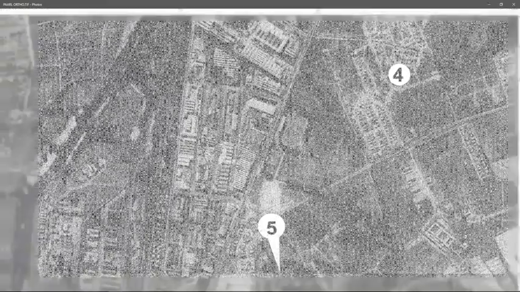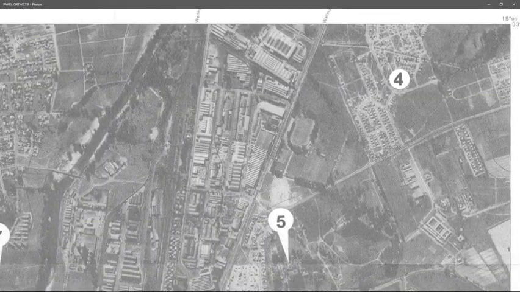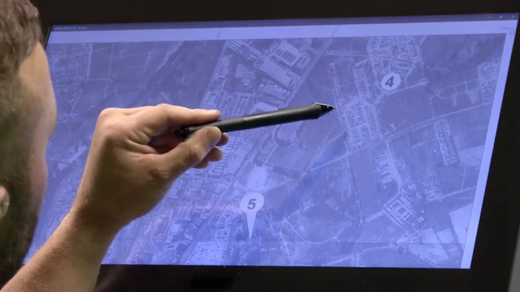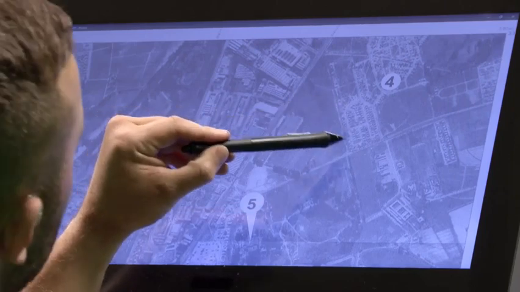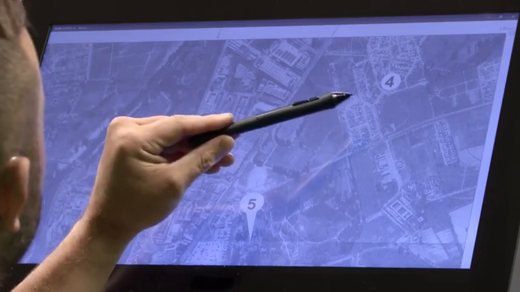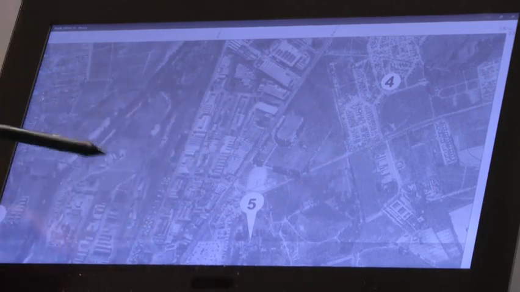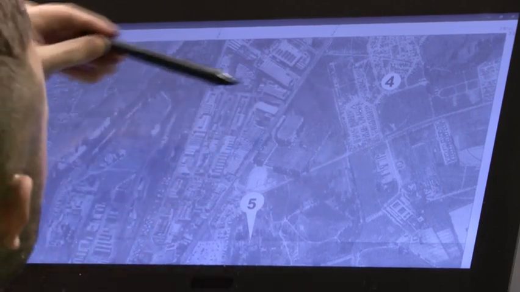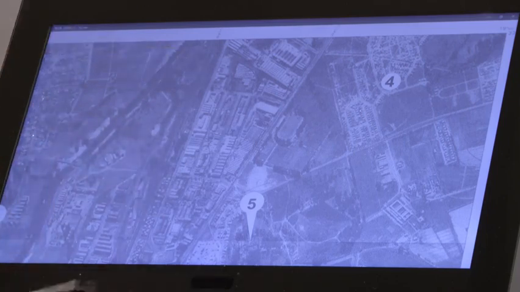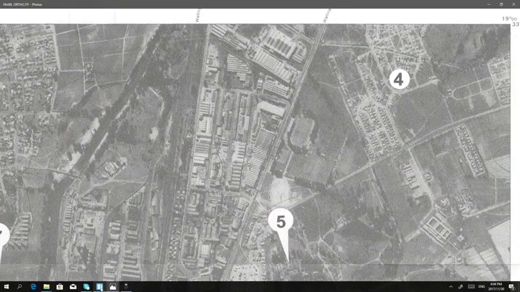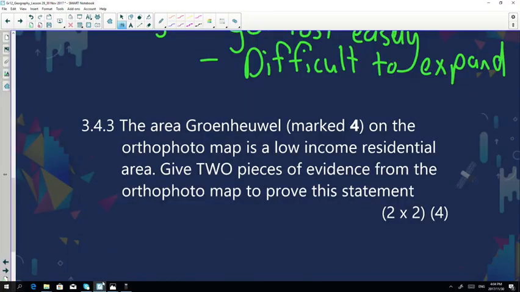Well, first of all, immediately what do I see? Look at the stands. It's quite small. It's not massive stands, and all the houses look similar in shape. And another reason why I agree with the statement, because it's situated next to the industrial area. Okay, so that will definitely answer our question.